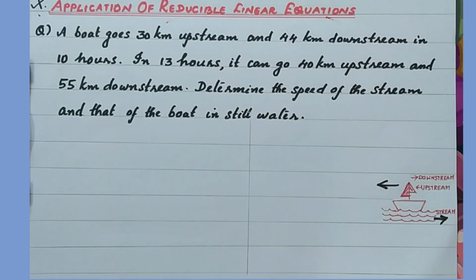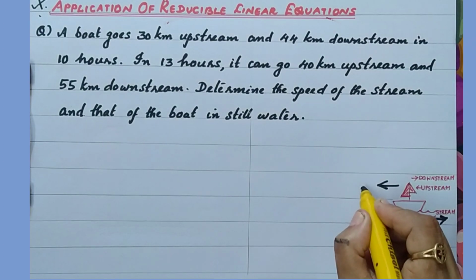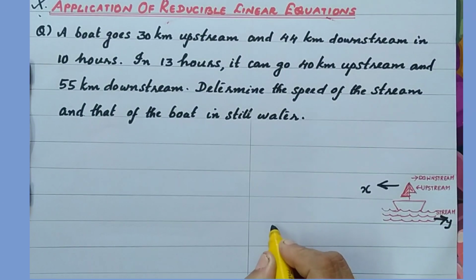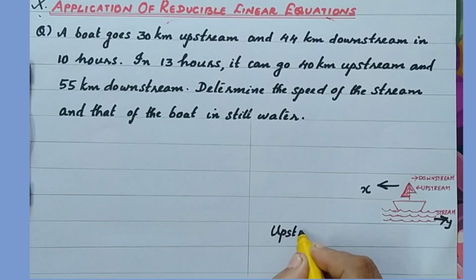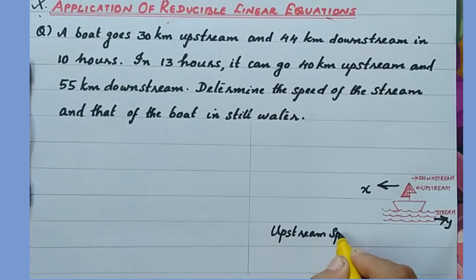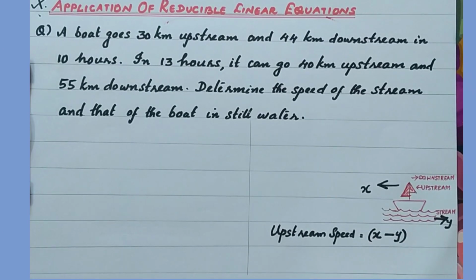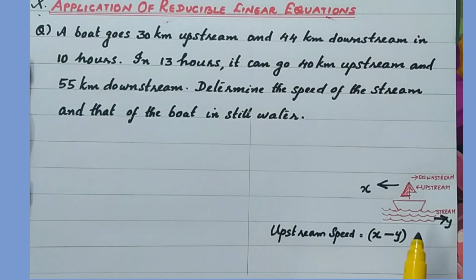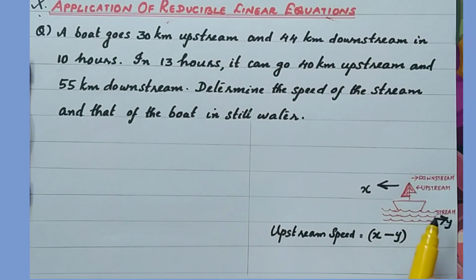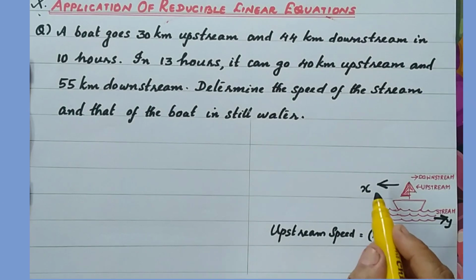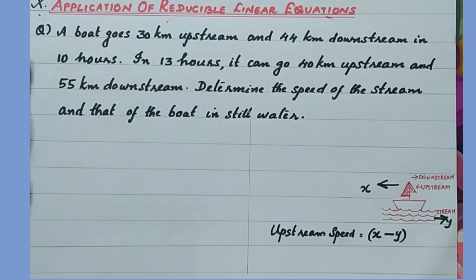In such a case, remember, if x is the speed of the boat and y is the speed of the stream, then the upstream speed will be the speed of the boat minus the speed of the stream. Remember that. For example, the speed of the boat is 10 km per hour and the speed of the stream is 5 km per hour. Then, if the boat wants to move against the flow of the stream, it can take the speed as 10 minus 5. That is 5 km per hour will be the actual upstream speed.